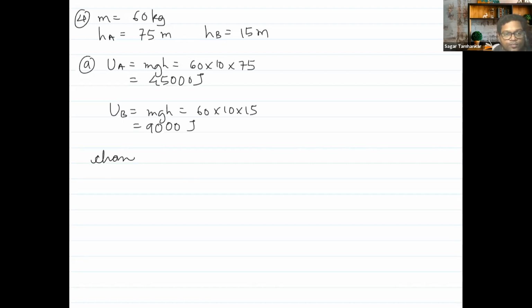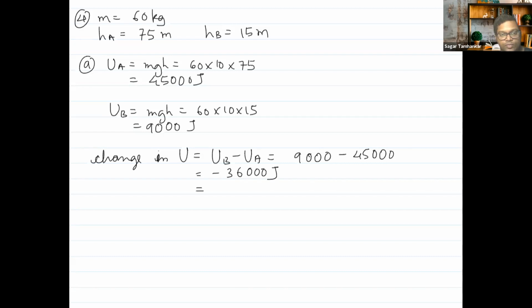Therefore, change in potential energy is final minus initial. So that will be negative 36,000 joules, so 3.6 into 10 to the power 4 joule decreases. So potential energy has decreased. That means the ball will now possess kinetic energy. So that 36,000 joule has now been given as kinetic energy.